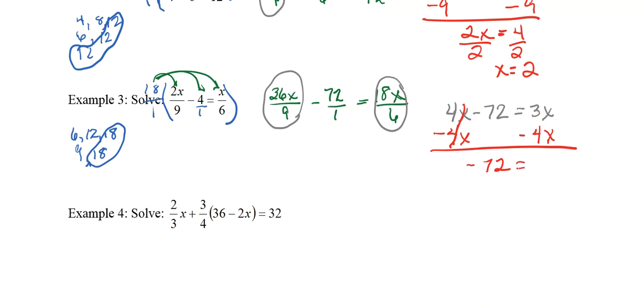3 minus 4 is negative 1. I'm going to go ahead and divide by the negative 1. I just was very careful not to lose the negative, and so my answer equals 72. I should not have written the x there. I don't know why I did that. As we all know, we just divide by the number, not with the x.